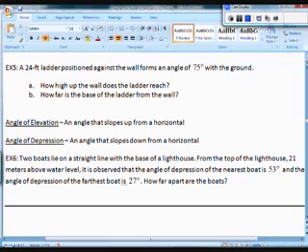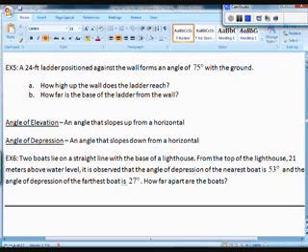Two boats lie on a straight line with the base of a lighthouse. From the top of the lighthouse, 21 meters above water level, it is observed that the angle of depression to the nearest boat is 53 degrees, and the angle of depression of the farthest boat is 27 degrees.